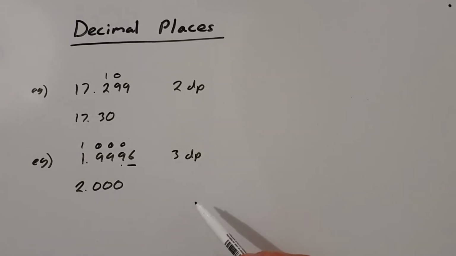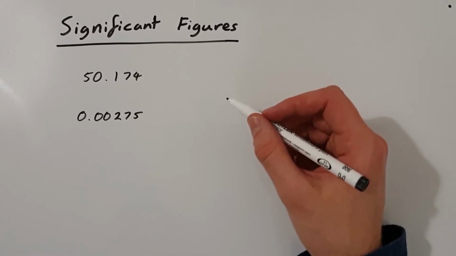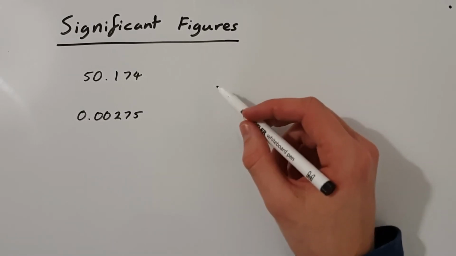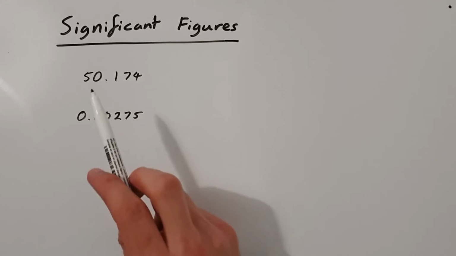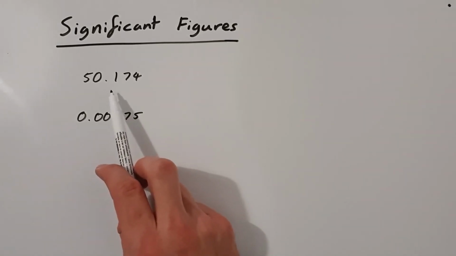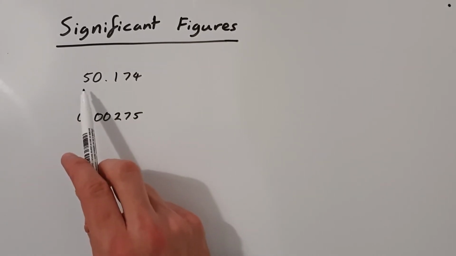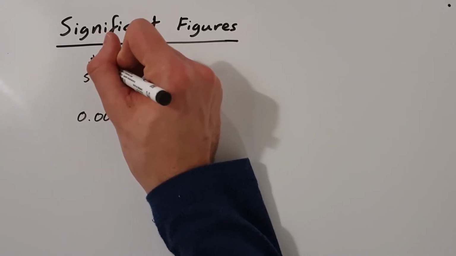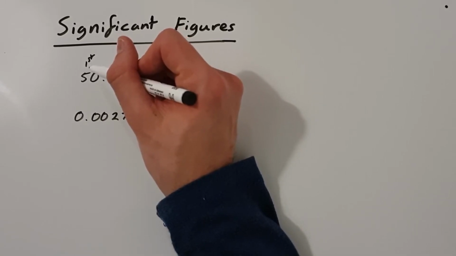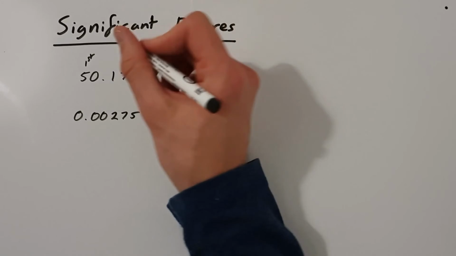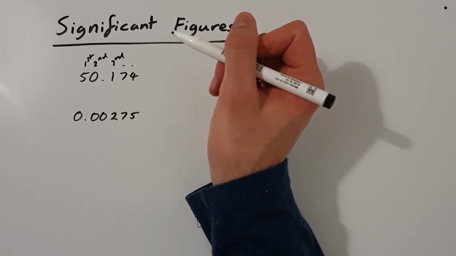Okay? So moving on to some significant figures now. Now this works slightly differently to decimal places. So significant figures is all about the number of zeros we have at the start of our number. Okay? So for example, a number like this one, 50.174, okay, the first number is a 5, which means that this is our first significant figure, and then once we have our first one defined, the numbers that follow after that become our second, third, fourth, fifth significant figure.